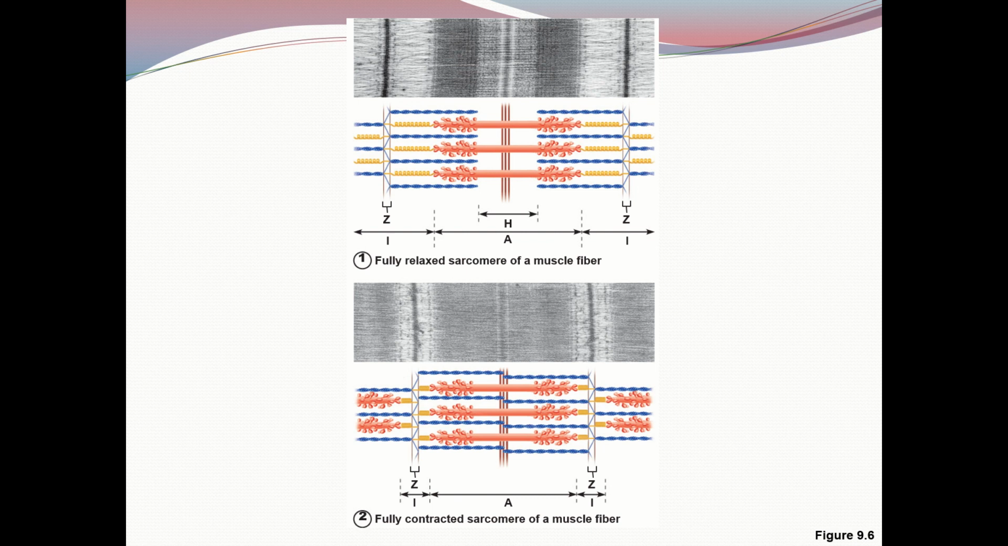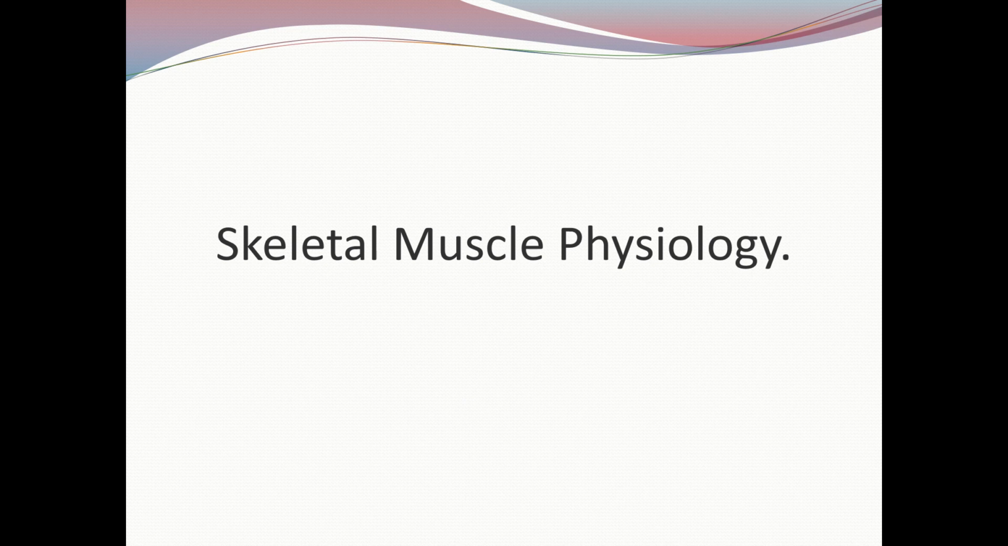In the illustration number 2 on the bottom of the screen, you can see that contraction had occurred and the myosin heads were able to attach to the divots on the actin, those active sites, and walk the actin subunits towards the center of the sarcomere. And at the end of contraction, the actin myofilaments have filled in that H zone. So how does that occur? Well, in order to figure that out, we have to look at skeletal muscle physiology.